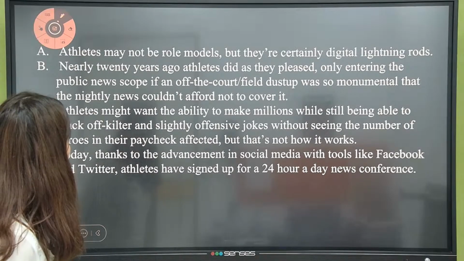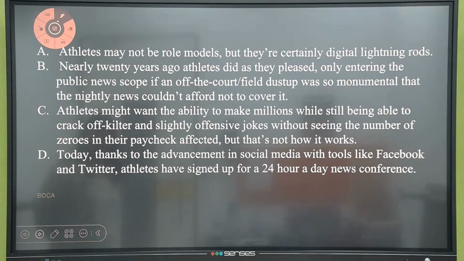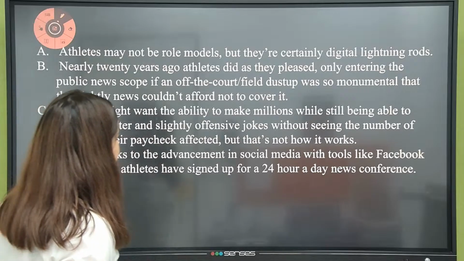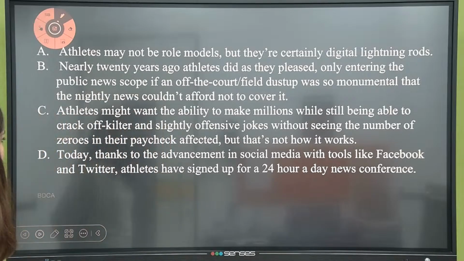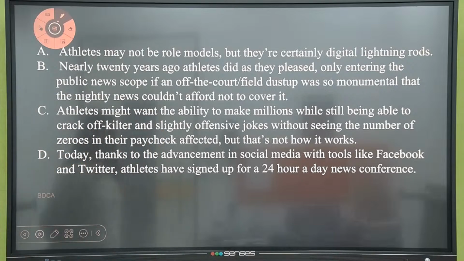Athletes might want the ability to make millions while still being able to crack off-color and slightly offensive jokes without seeing the number of zeros in their paycheck affected, but that's not how it works. Last, today, thanks to the advancement in social media with tools like Facebook and Twitter, athletes have signed up for a 24-hour a day news conference.